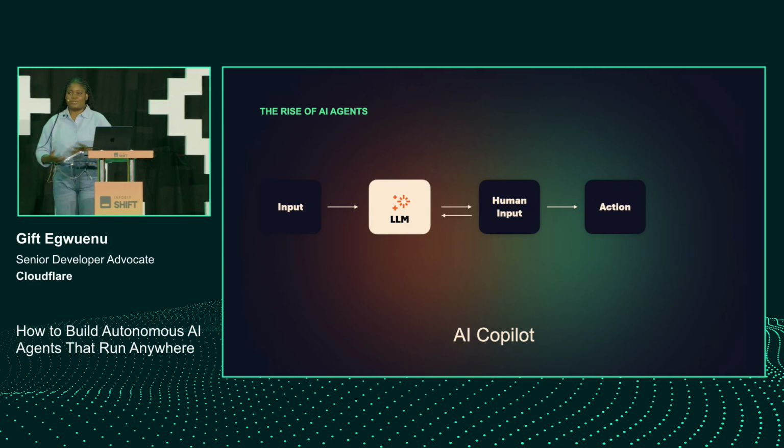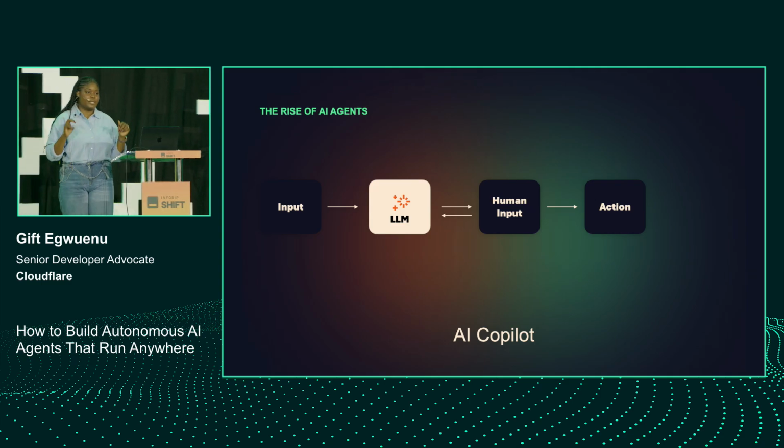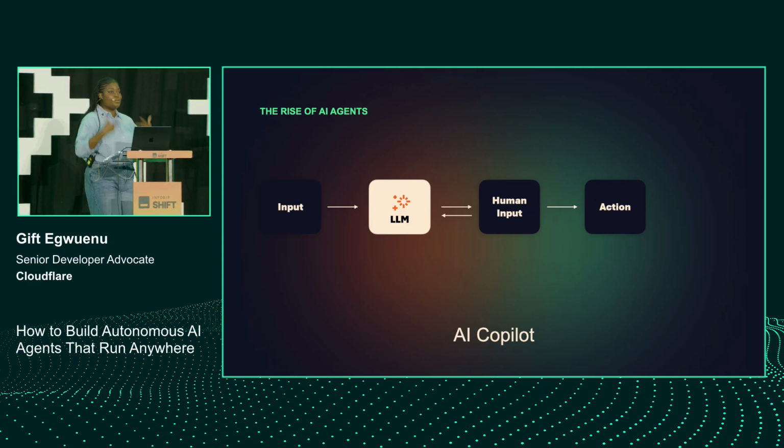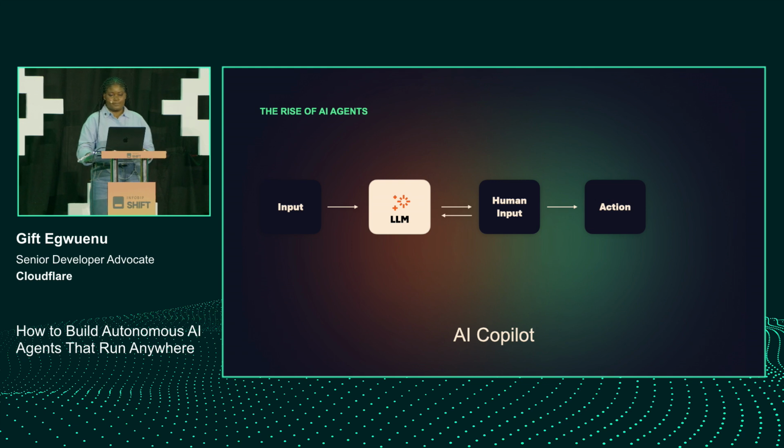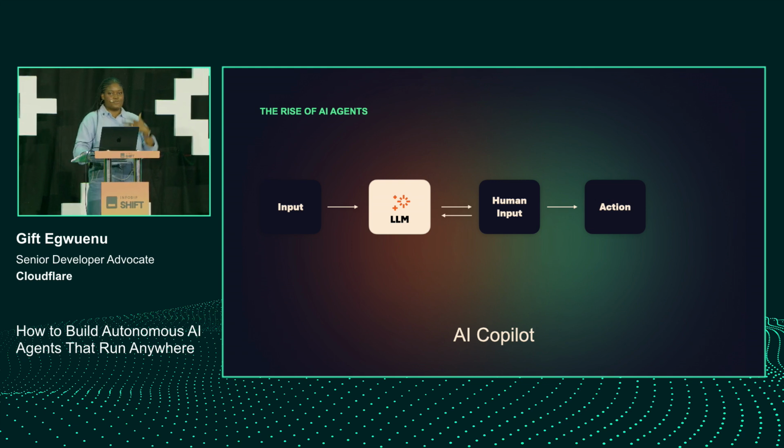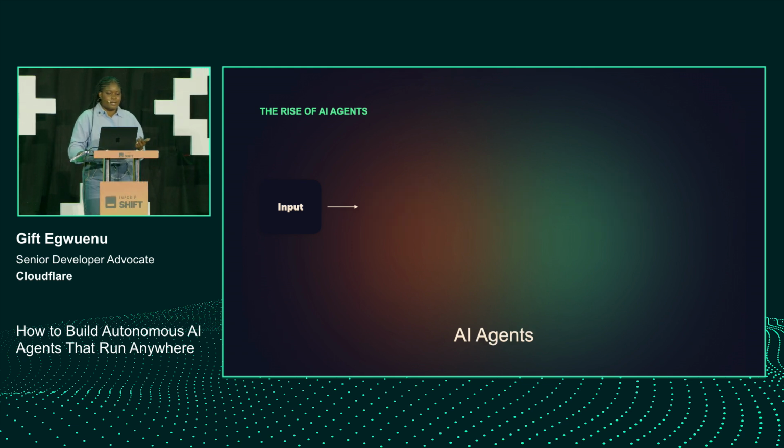And then you still need human input here. For example, if you need to go on and book a flight based on the recommendation the LLM has given you, you still need to do that yourself. And finally, you get an action, which is basically you booking the trip. And this is where AI agents shine, right?